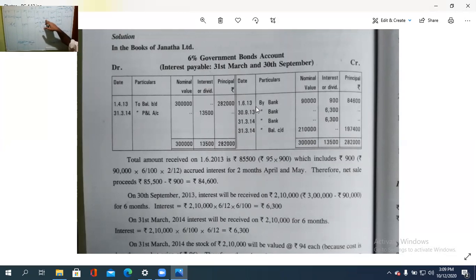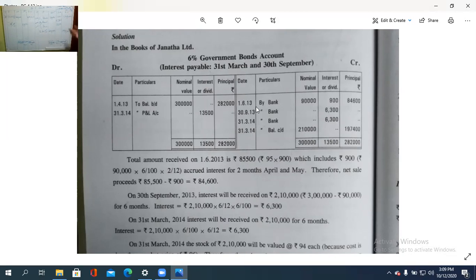After that, 90,000 worth of shares, bonds, are to be sold out at 95 rupees. So 90,000 means 900 bonds out of the 3000 were sold. Taking their face value, 900 into 100, 90,000. So 900 into 95, I think it is 95. Yes, 95. So that is 85,500.